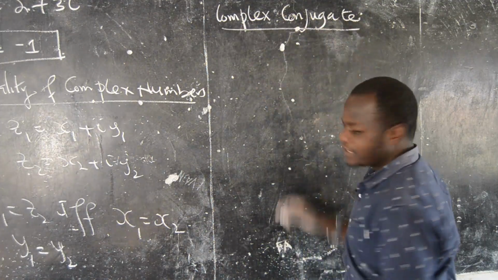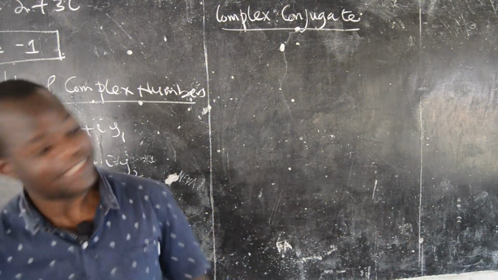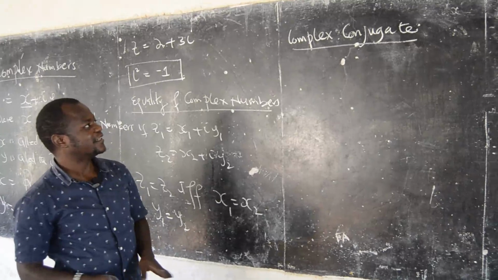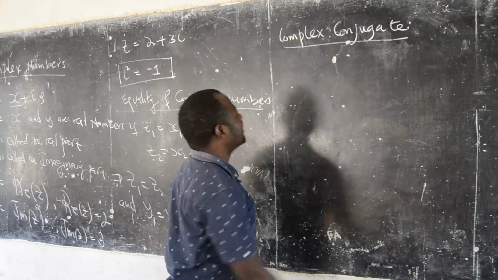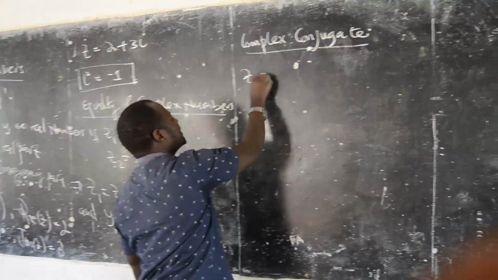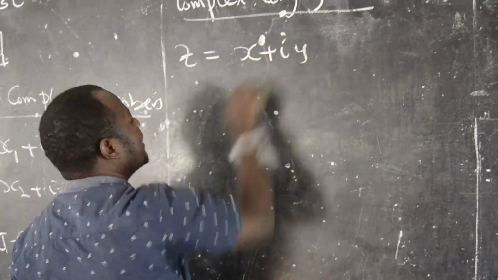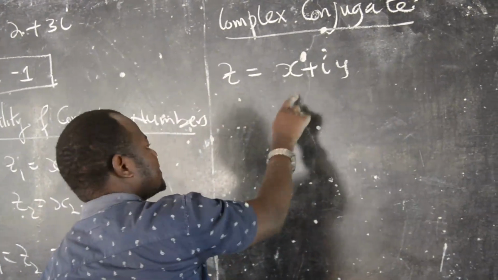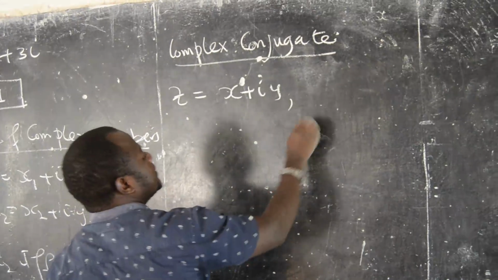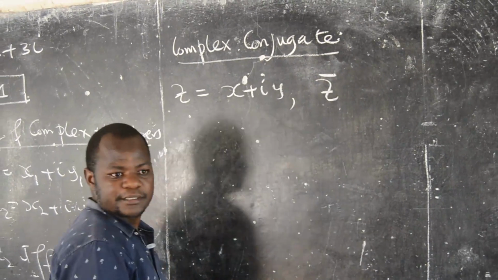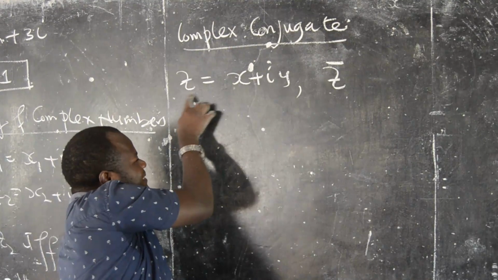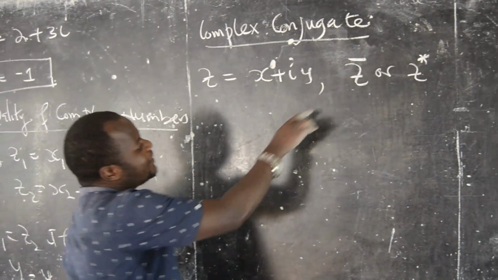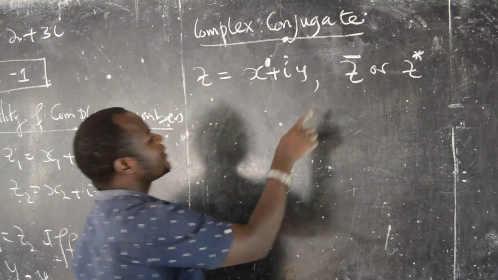Now, what do we mean by complex conjugate, class? A complex conjugate, if you recall from SADS, which you did in senior 5, but here we are basically looking at complex numbers. If I look at a complex number Z as x plus iy, then the complex conjugate of this complex number Z is denoted as Z bar, or Z star. If you find this somewhere, just know that it is a complex conjugate.